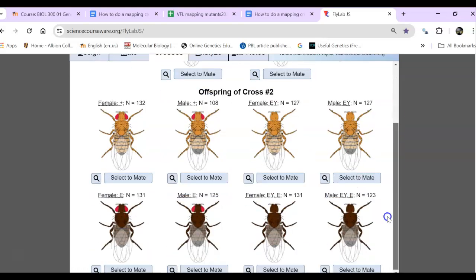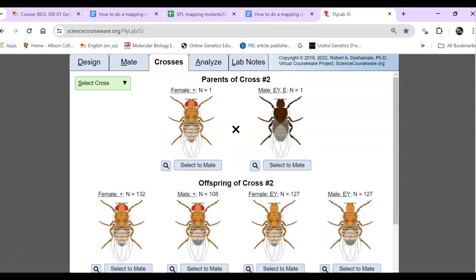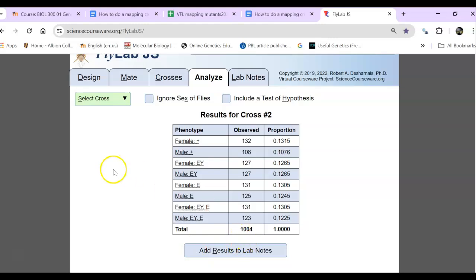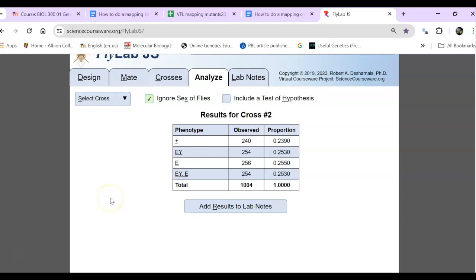But we don't want to look at all these things and add them up. We want to use a table. So we're going to go to Analyze, get a table. These genes aren't sex-linked, so we won't have any difference between males and females. So we ignore sex. And what do we got? We got 240, 254, 256, 254. That looks to me like a 1-to-1-to-1-to-1 ratio. It's not exactly a 1-to-1-to-1-to-1 ratio because it never comes out exact. But you would probably agree that that's close enough.